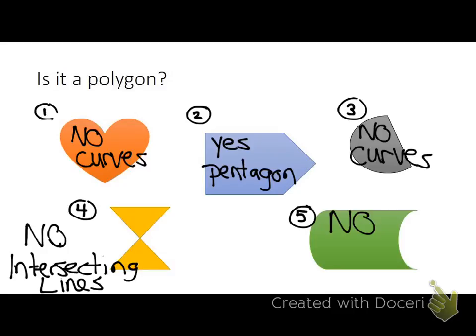And number 5 is no. Why? Curves. The curved lines are the main reason why figures are not polygons. It also can't be an open figure either. So it does have to be a closed figure, but the lines can't intersect either.